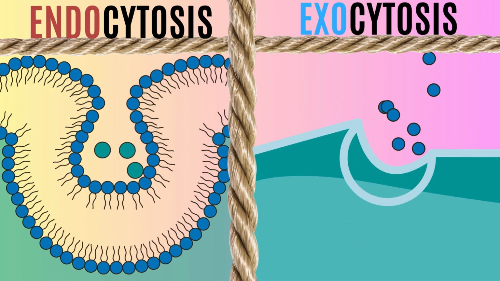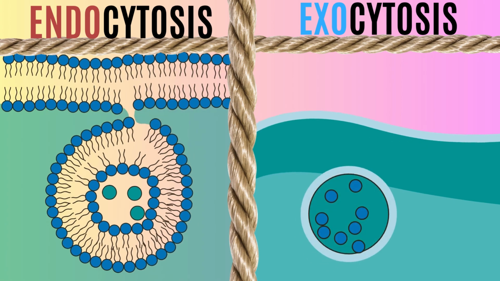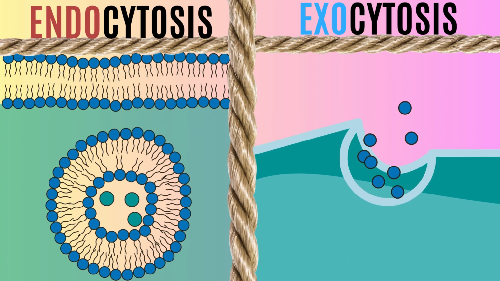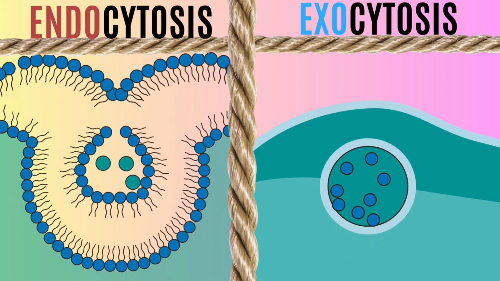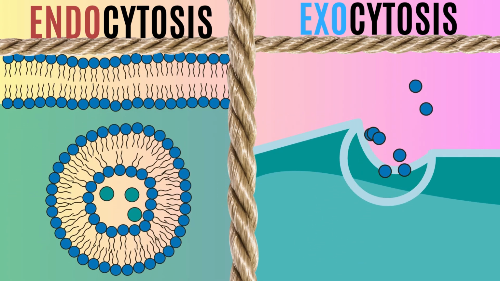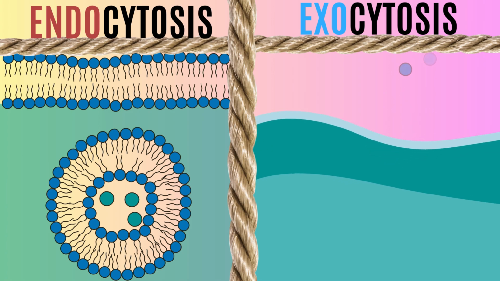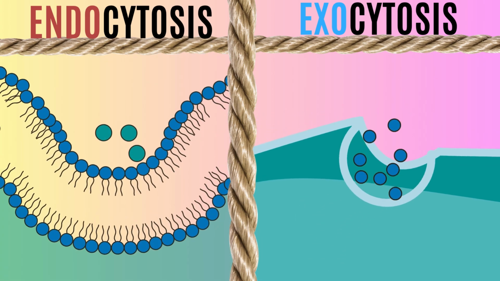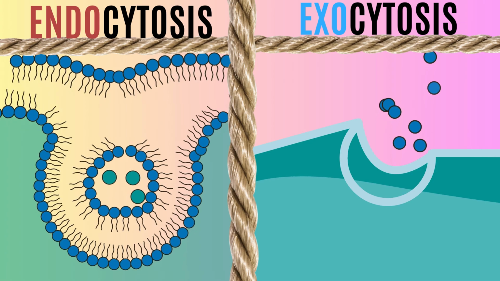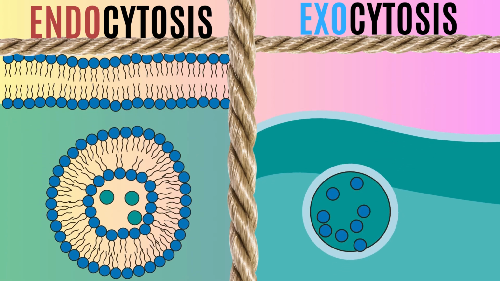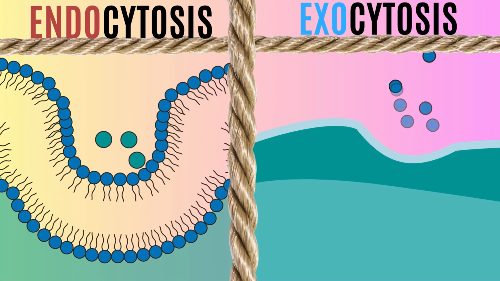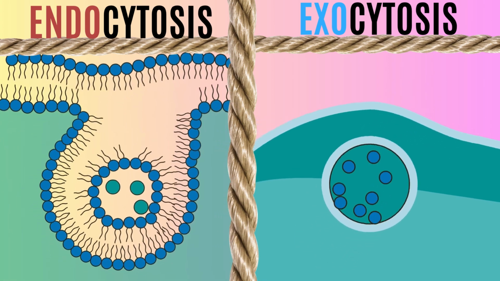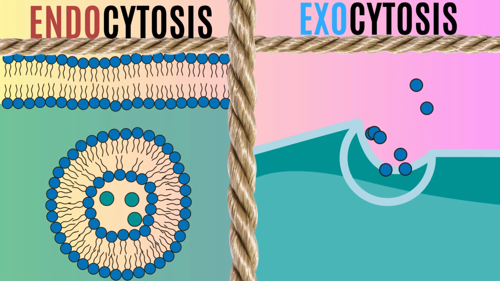Now let's take a look at exocytosis, which is the opposite. They form a vesicle that probably had come from the Golgi apparatus and was told, hey, we need to exit the cell. So it is transported to the plasma membrane, and then it attaches to the plasma membrane, and they require some sort of energy.